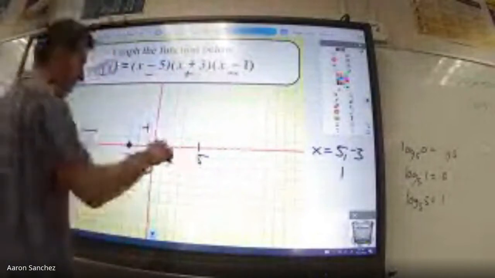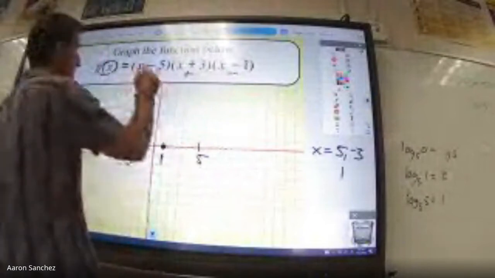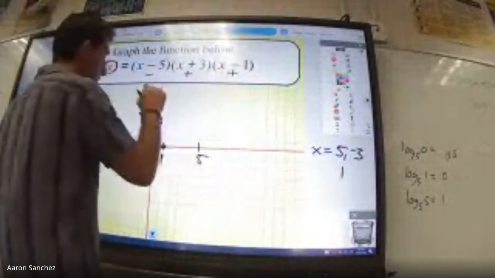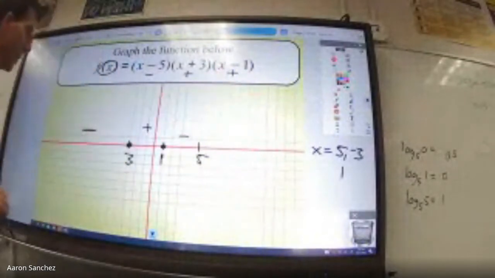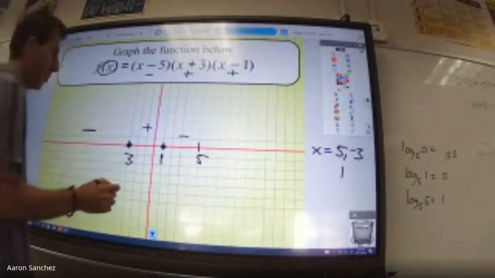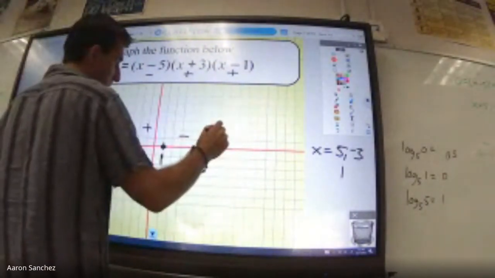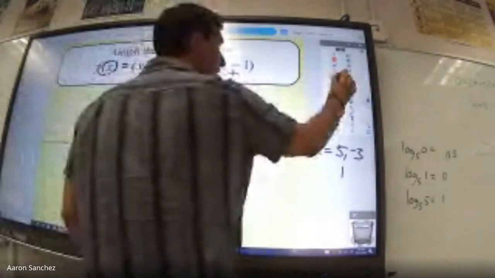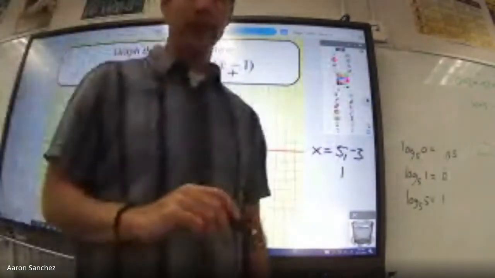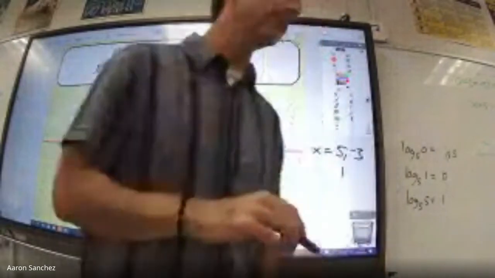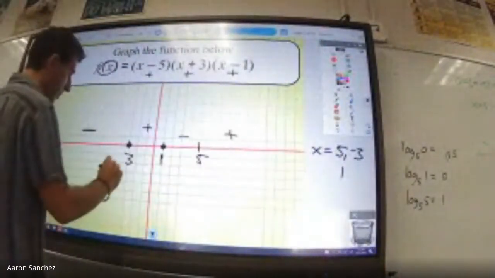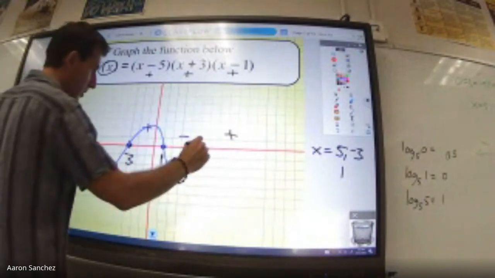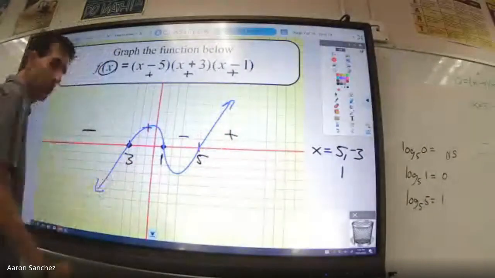Between 1 and 5, let's do 2. 2 minus 5 is negative 3. 2 plus 3 is 5. 2 minus 1 is positive 1. So I got 1 negative. That makes it a negative. And then I got over 5, which is, whatever, 100. Pick whatever you want. Everything's going to be positive. So I got my positives. Okay, now I'm ready to graph. We do not have to graph the y-intercepts for this test, so you guys are okay with that. Here we go. I got negative, hit my 0. Positive, hit my 0. Negative, hit my 0, and then positive. And then there's your function.